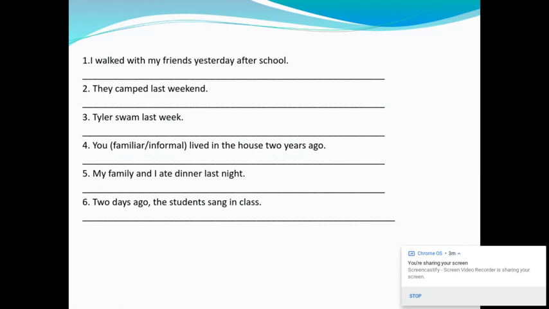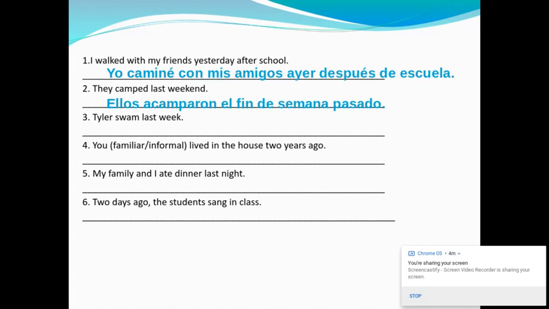I walked with my friends yesterday after school. Yo caminé con mis amigos ayer después de escuela. So if you see that keyword yesterday, it's telling us when it happened. It's a definitive point in the past. They camped last weekend. Ellos acamparon el fin de semana pasado. Again, a definitive time in the past, last weekend. Tyler swam last week. Tyler nadó la semana pasada.